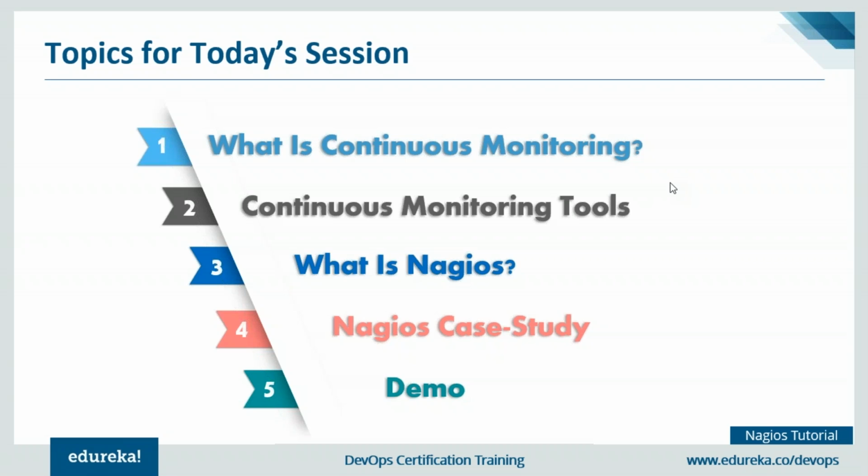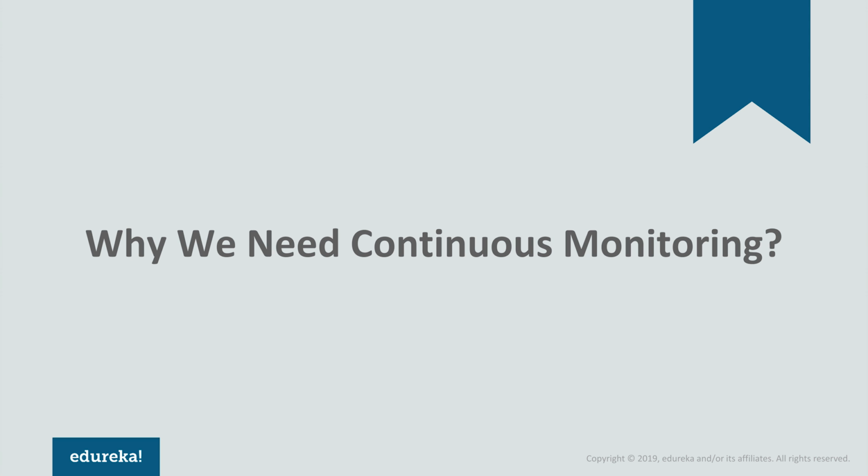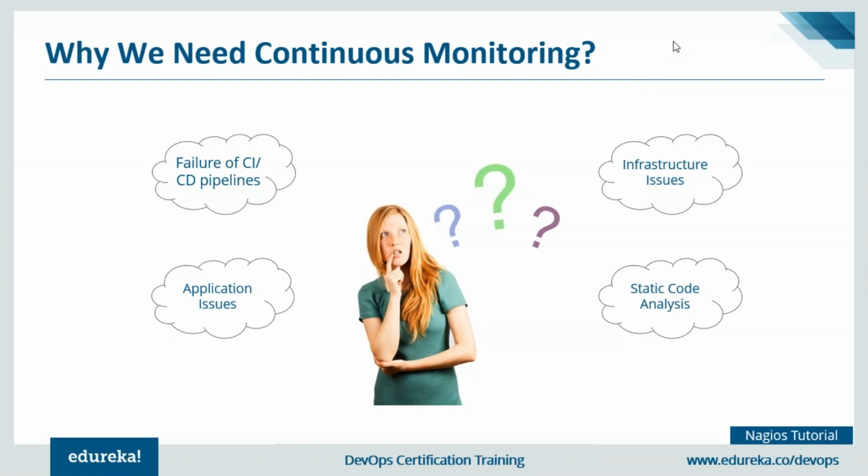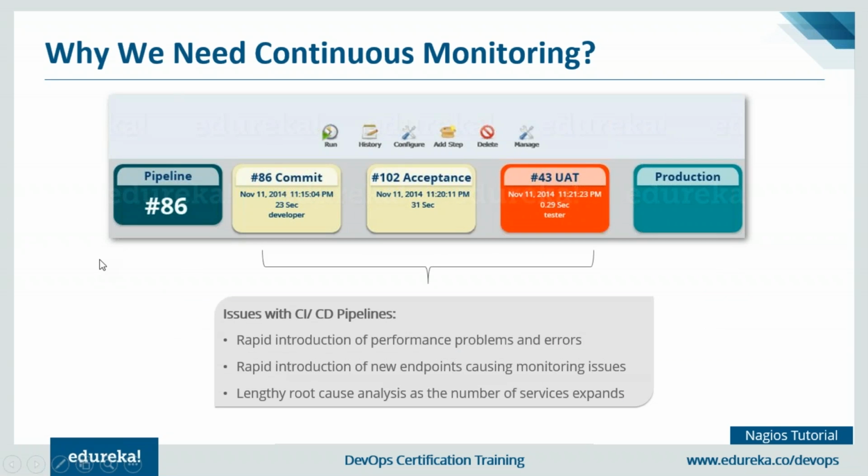So I hope we all are clear with the agenda. Let's move forward and we'll start by understanding why we need continuous monitoring. Well, there are multiple reasons, guys, but I have mentioned 4 very important reasons why we need continuous monitoring. So let's have a look at each of these one by one. The first one is failure of CI/CD pipelines.